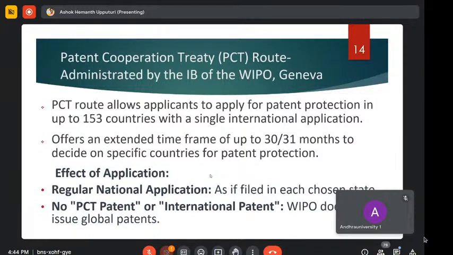So it provides facilitation only, so that you can launch in specific countries in a single shot by using the PCT. It doesn't give any international right, because the right is given by the respective government, provided you disclose the knowledge by satisfying the specification and by satisfying enablement and best mode.